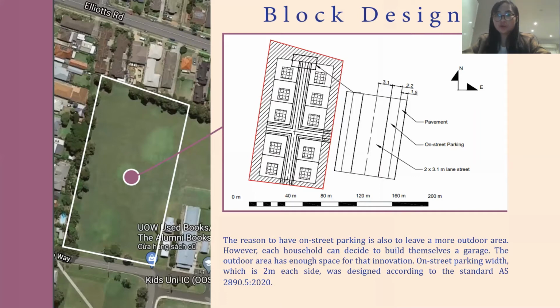As for the road, it will have a minimum 2-lane road width according to OS road. This includes two 2.1 road lanes, 3 meter shoulder and 4 meter on-street parking. The reason for on-street parking is to have more outdoor areas. This was designed according to the AS 2890-2020.